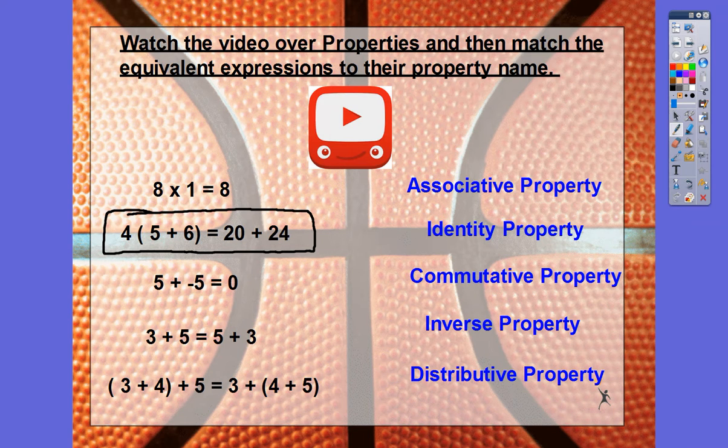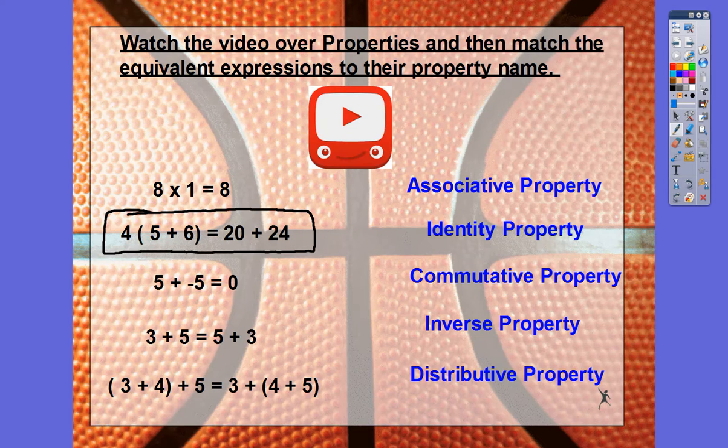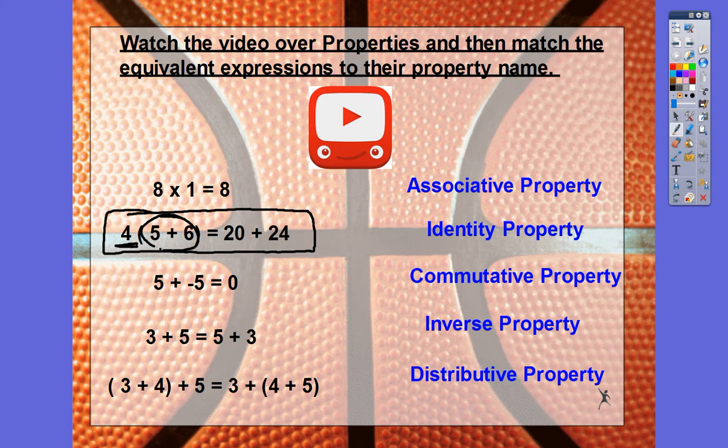And so I would take them back and I would look at that definition again. Multiplying a sum by a number gives the same result. Okay, multiplying a sum by a number. Well, here's a sum, and you're multiplying it by a number. So that's what they're talking about there. It gives the same result as multiplying each add-in by the number and then adding the products together. So it gives the same result as multiplying and then adding.